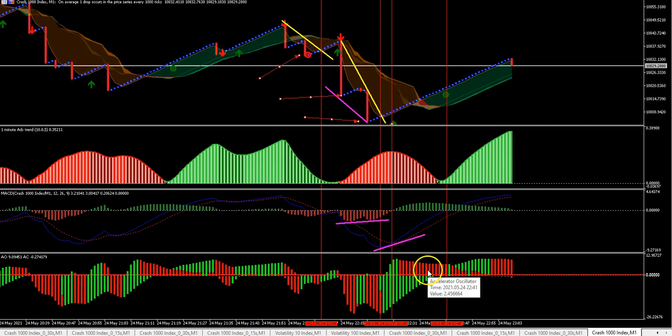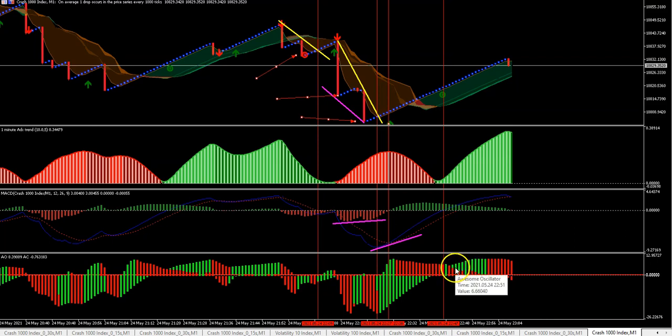Area of risk. However, the AO is trying to get back to the zero line. So when you see the bars go back, there's another trade. So as you guys get more familiar and you learn how to use this, you're going to start to recognize 3-level setups, and you're going to start to understand divergence patterns.